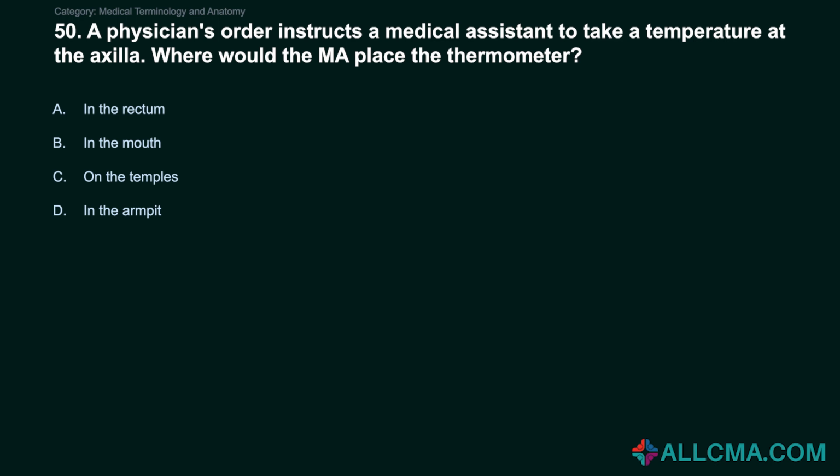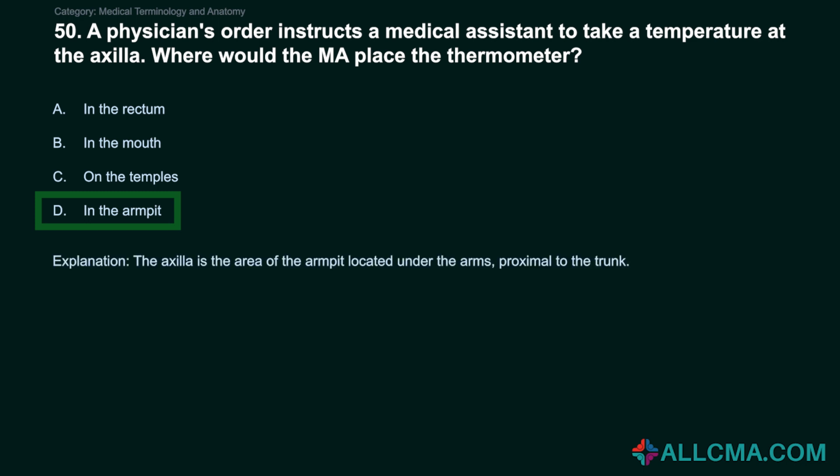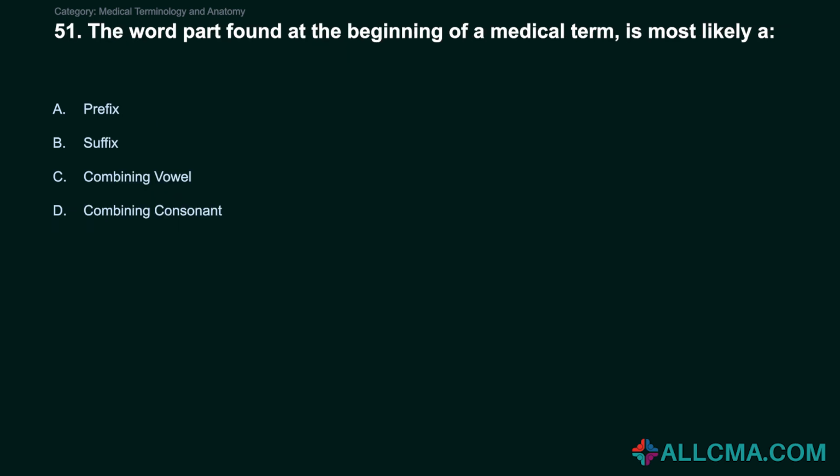50. A physician's order instructs a medical assistant to take a temperature at the axilla. Where would the medical assistant place the thermometer? A. In the rectum, B. In the mouth, C. On the temples, D. In the armpit. Correct answer, D. In the armpit. The axilla is the area of the armpit located under the arms, proximal to the trunk.